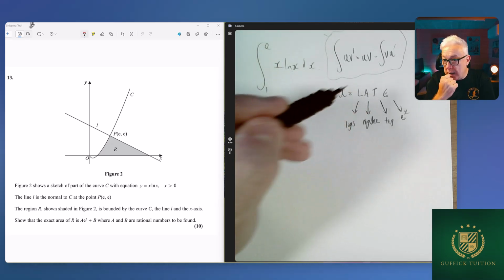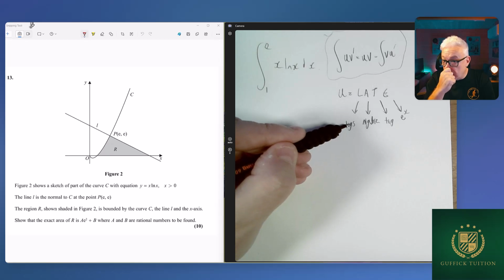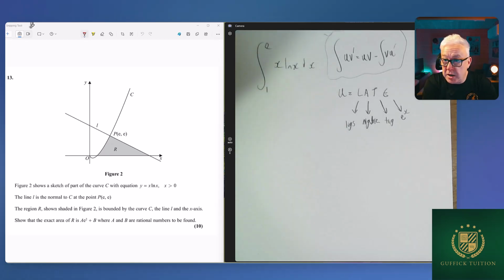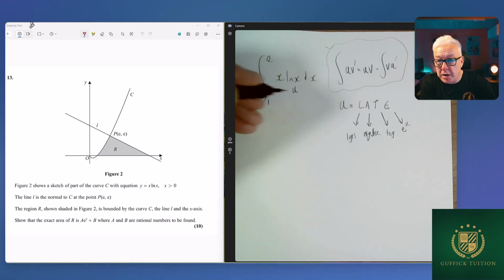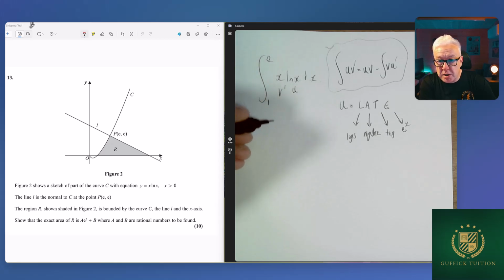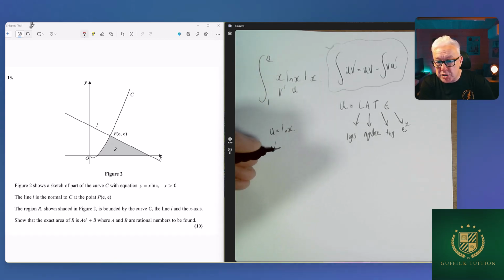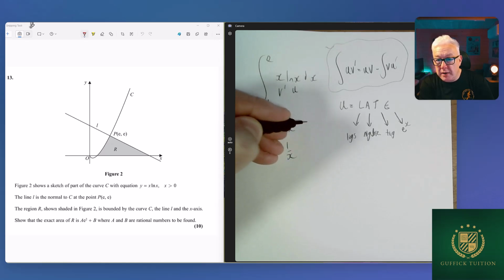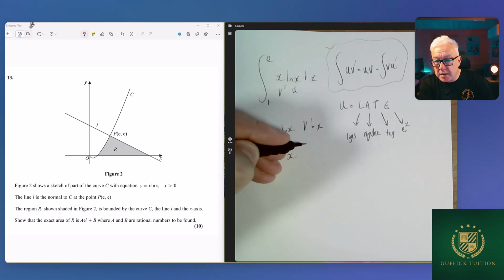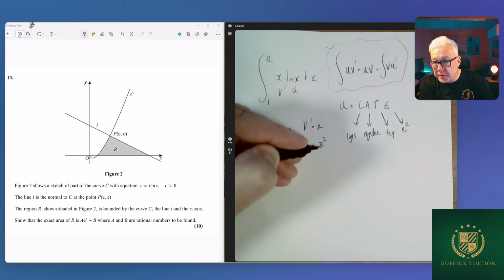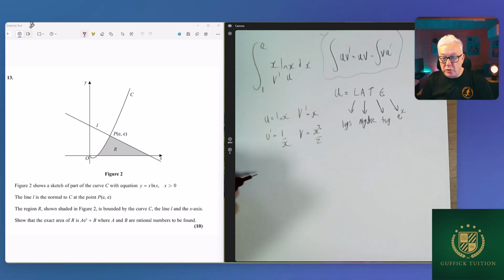Algebra and logs. So the log is the top priority for being the u. So that's going to be our u and that's going to be our v dashed. So therefore u is ln x and u dashed is 1 over x. V dashed is x, so therefore v is x squared over 2. And now we're ready to sub into our formula.